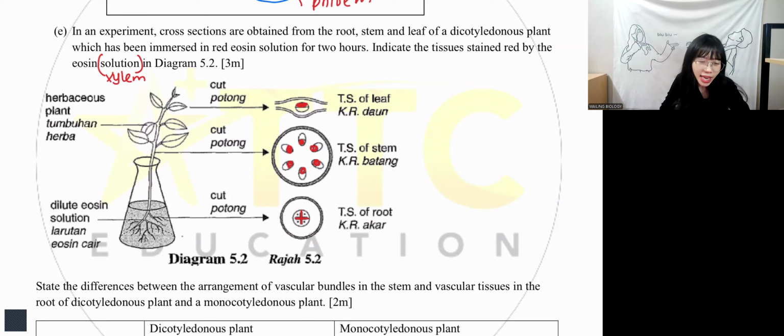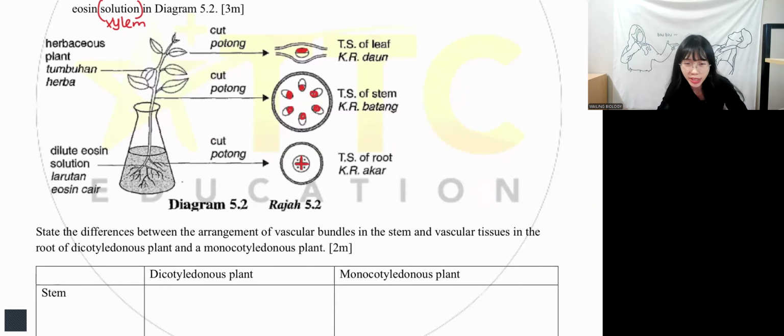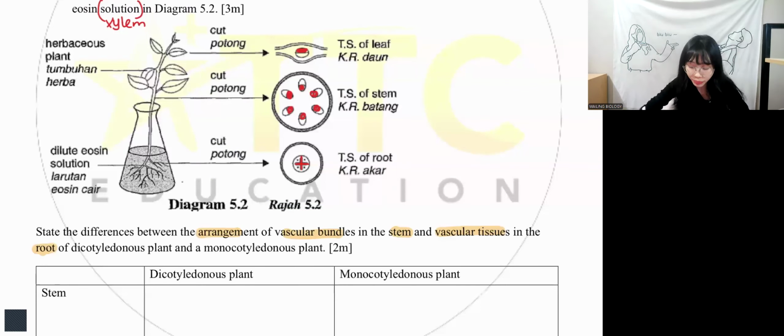Easy 3 marks. State the differences between arrangement of vascular bundle in the stem and vascular tissue in the root of dicotyledonous plant and monocotyledonous plant. They ask you to talk about what? Arrangement of vascular bundle and vascular tissue in the stem and in the root. Okay, in the stem and in the root. In this diagram here, it shows a dicot.